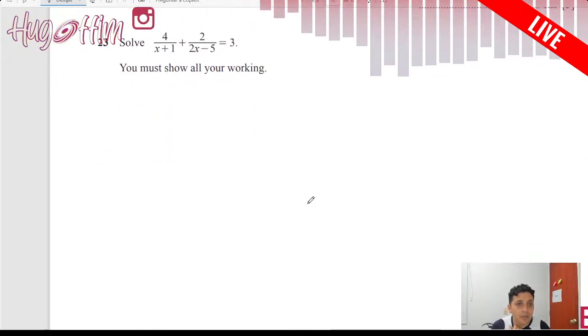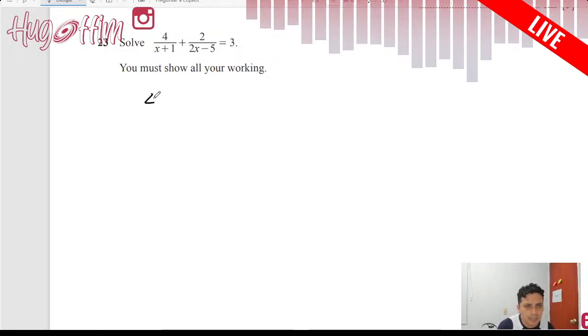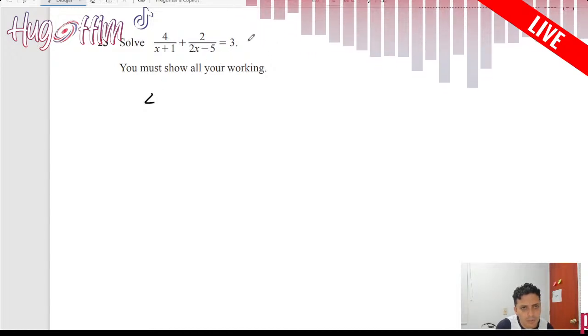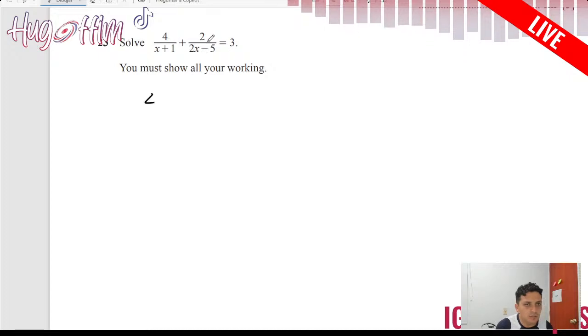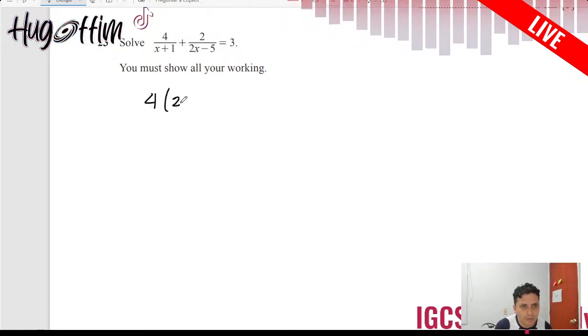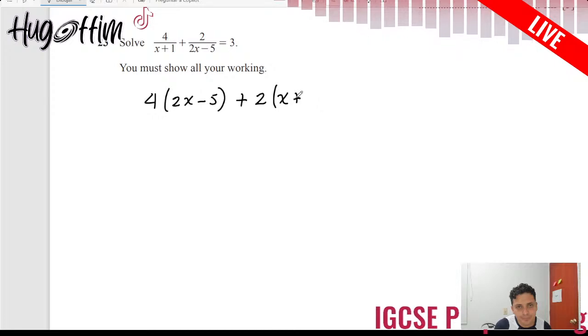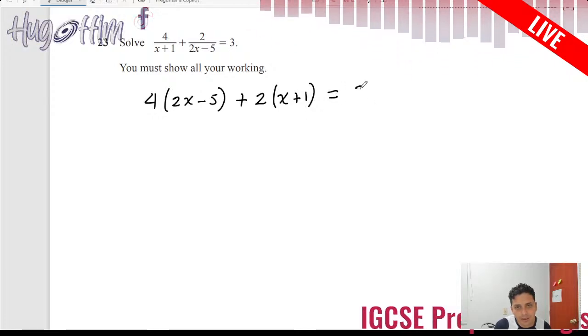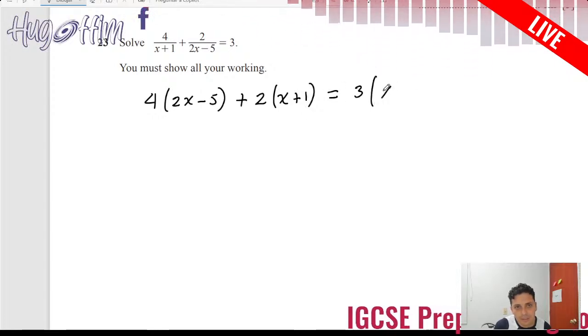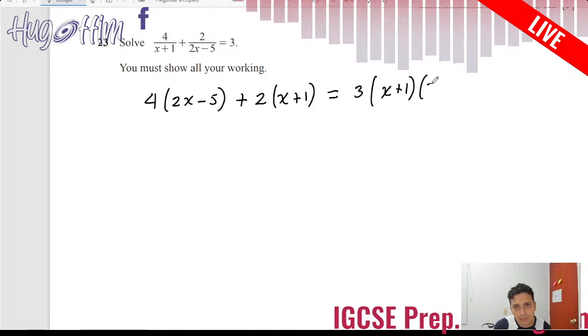Solve 4 over x plus 1 plus 2 over x minus 5 equals 3. Okay. So remember that to solve this, you just need to multiply by the LCD. So I'm going to multiply by both factors. So it's going to be 4 times 2x minus 5 plus 2 times x plus 1 equals 3 times x plus 1 times 2x minus 5.